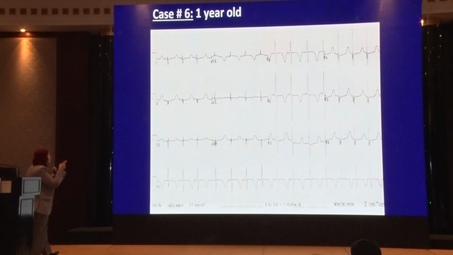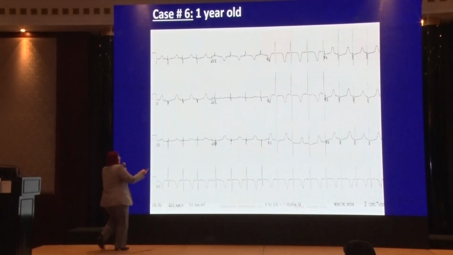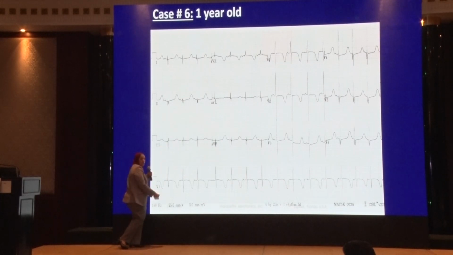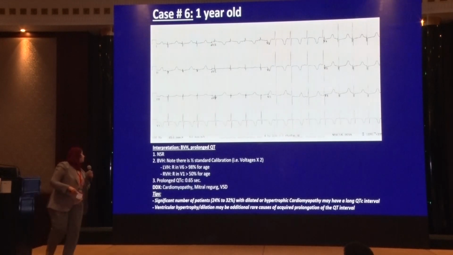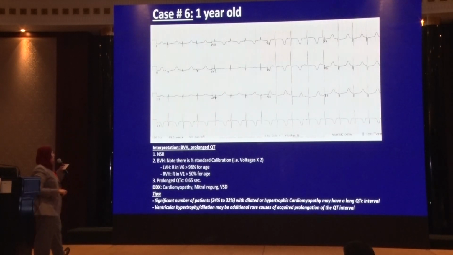Okay, in lead 3, what are we going to look for? Q. What do you think about this Q? It's a little bit deep. Yeah, okay? Remember that we have half calibration. So the Q here is around 2 big squares. So if we adjusted the calibration, this Q will be very deep. So this patient has biventricular hypertrophy with prolonged QT also.